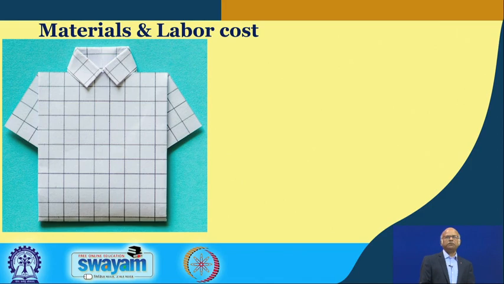So, let us show it with an example. Material cost is variable cost. How so? Look at this. Suppose you are manufacturing shirt.